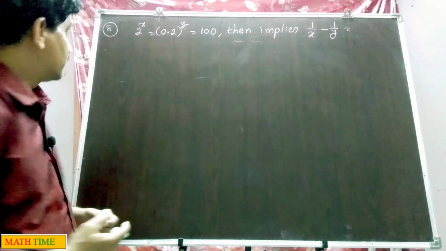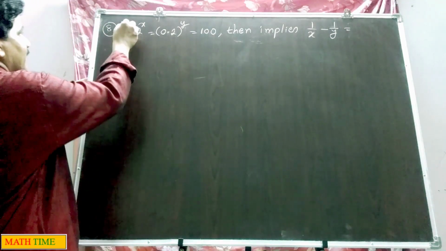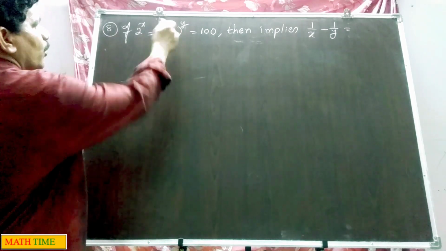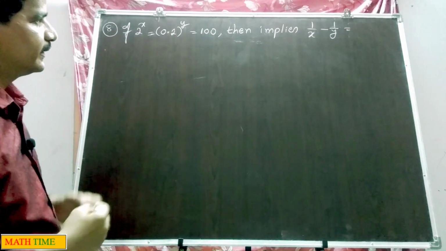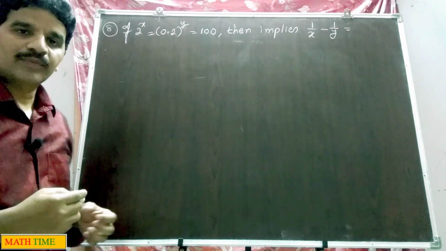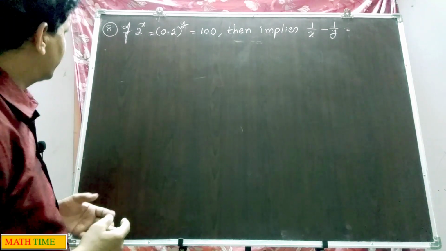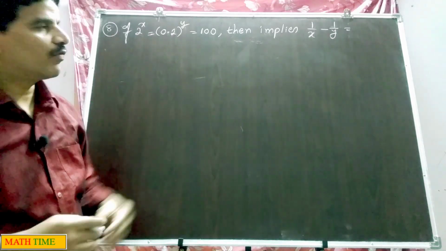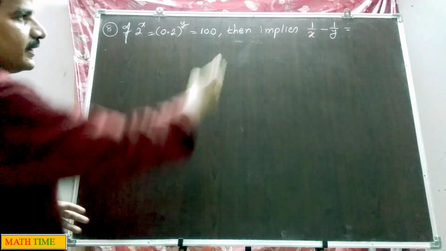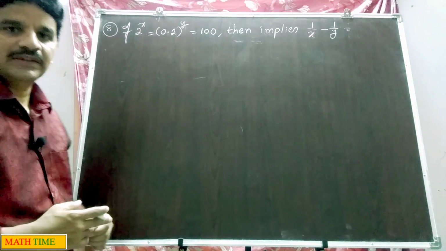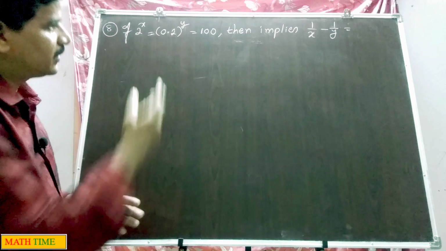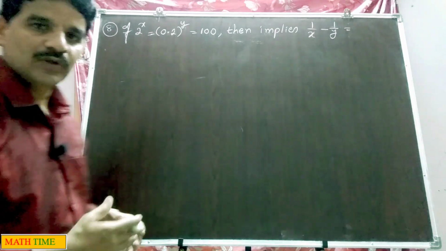Now question number 8. If 2 power x equal to 0.2 whole power y equal to 100, then find 1 by x minus 1 by y. What is given? 2 power x equal to 0.2 whole power y equal to 100 is given. It is asked to find 1 by x minus 1 by y. So by using logarithms, we can evaluate the value of 1 by x minus 1 by y.